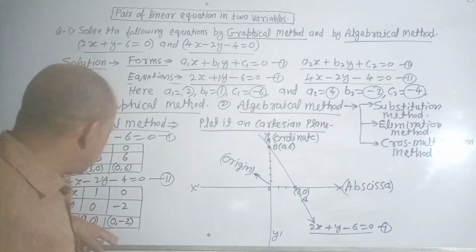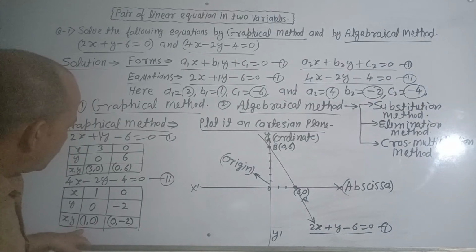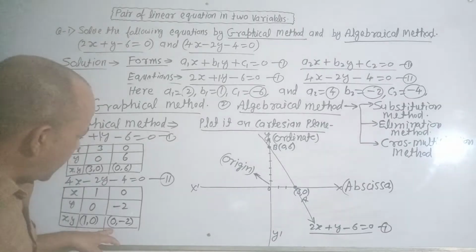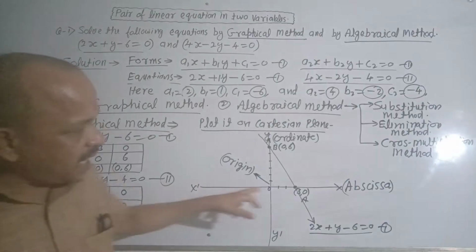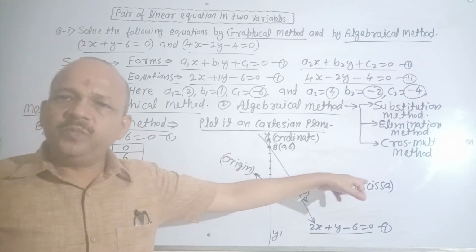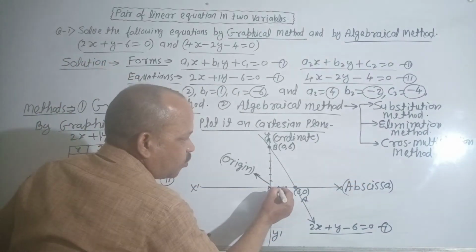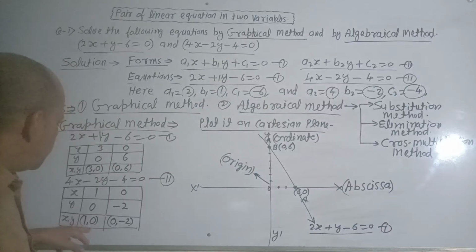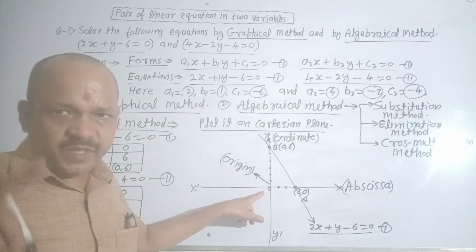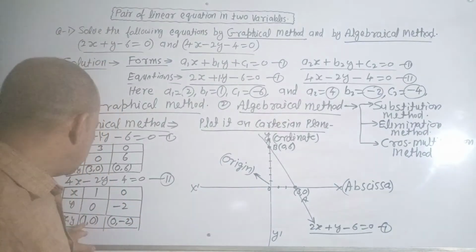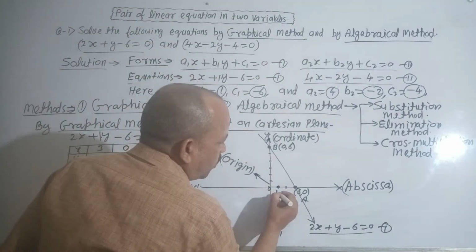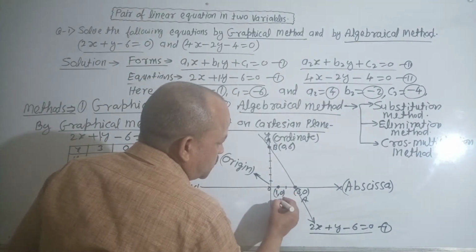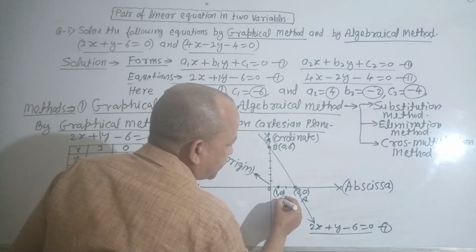Now plot the points (1, 0) and (0, -2). 1 on the x-axis in the positive direction. Here (1, 0), 0 at the origin. It means your point C, (1, 0), is here. It is point C.